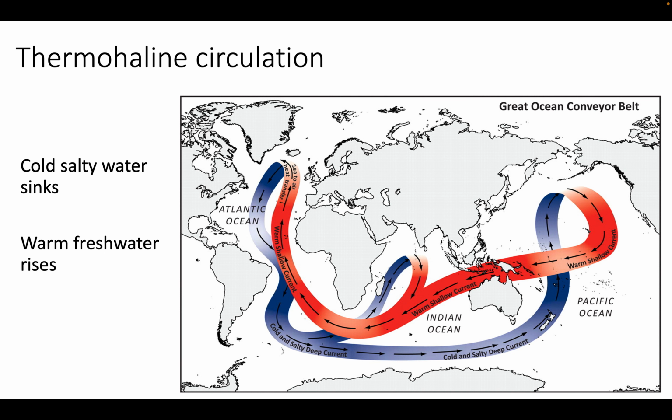The thermohaline circulation can be exhibited by the ocean conveyor belt, which is a very large global ocean current driven by cold, salty water that is very dense and warm, fresher water that is less dense. Okay, I'm not saying that it's fresh water, but relative salinity is less, so it is less dense.